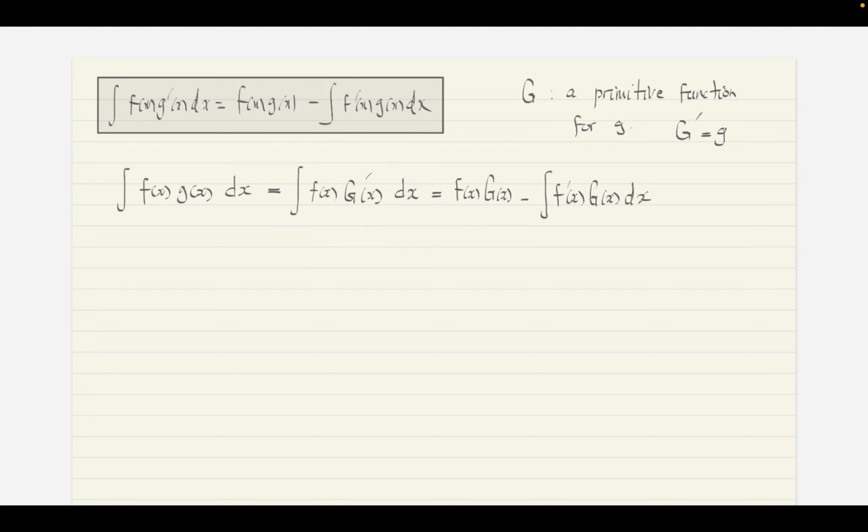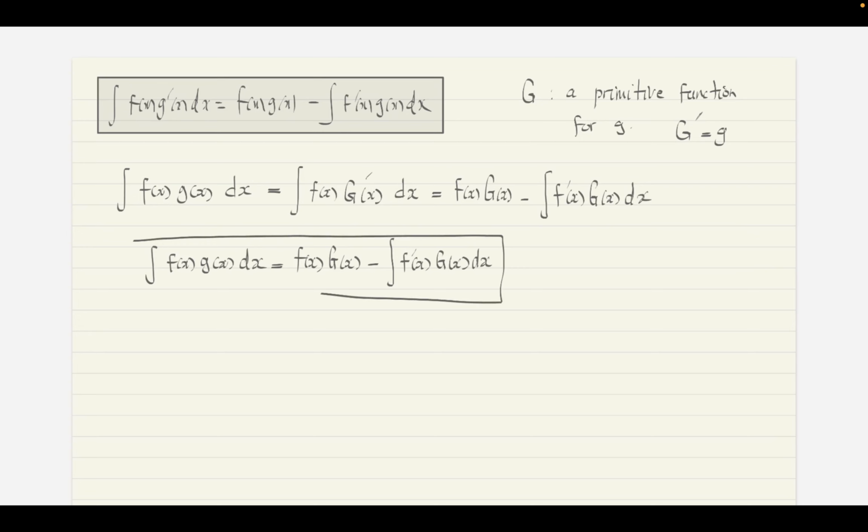So that is called the integration by parts formula. So this integral of f of x, g of x, dx is equal to little f of x, but not multiplied by g of x itself, multiplied by capital G of x, which is a primitive function for g, minus integral of the derivative of f, not multiplied by g, but multiplied by capital G, x dx. This is what we call integration by parts formula.